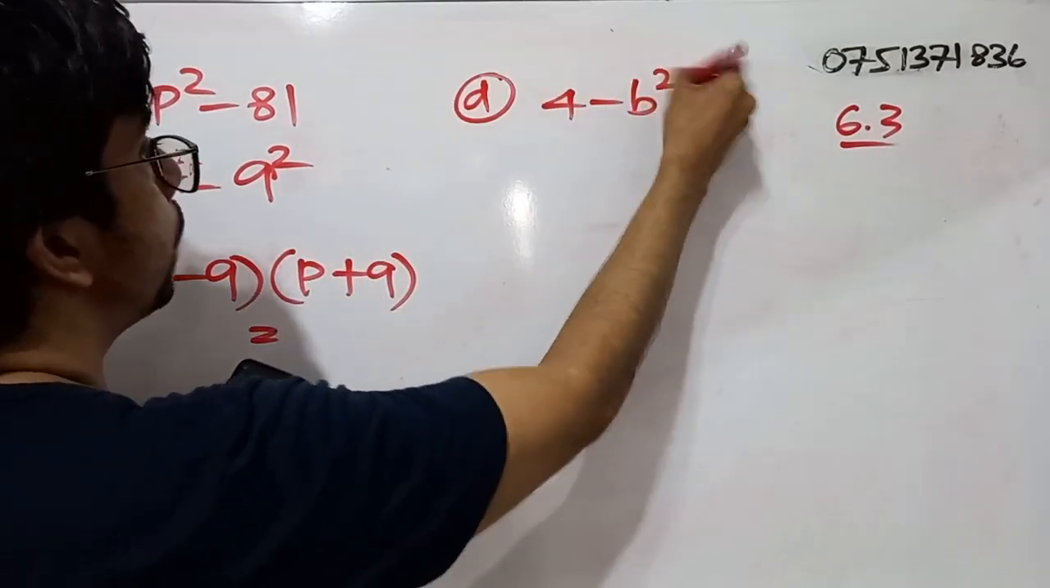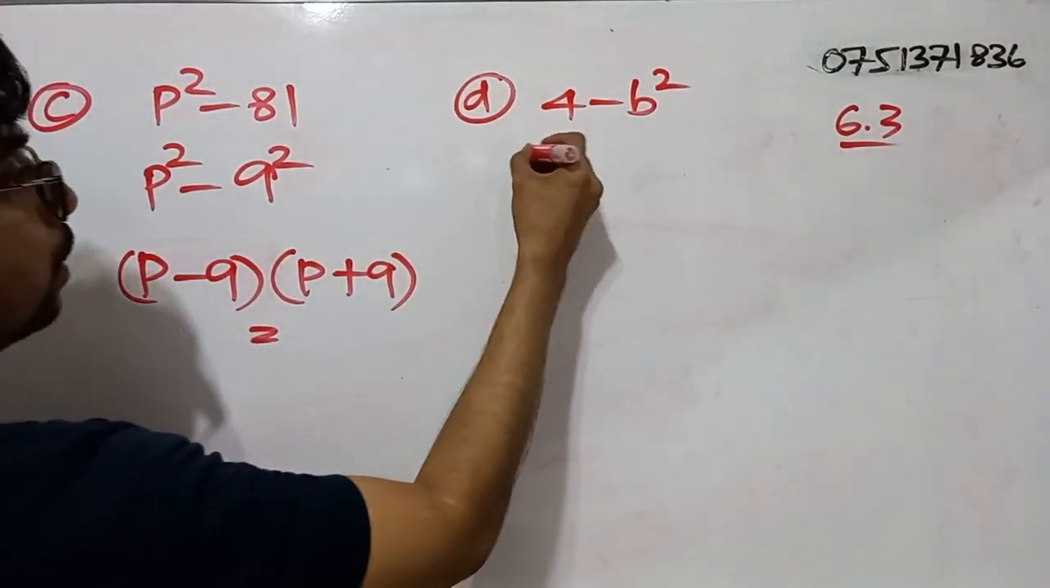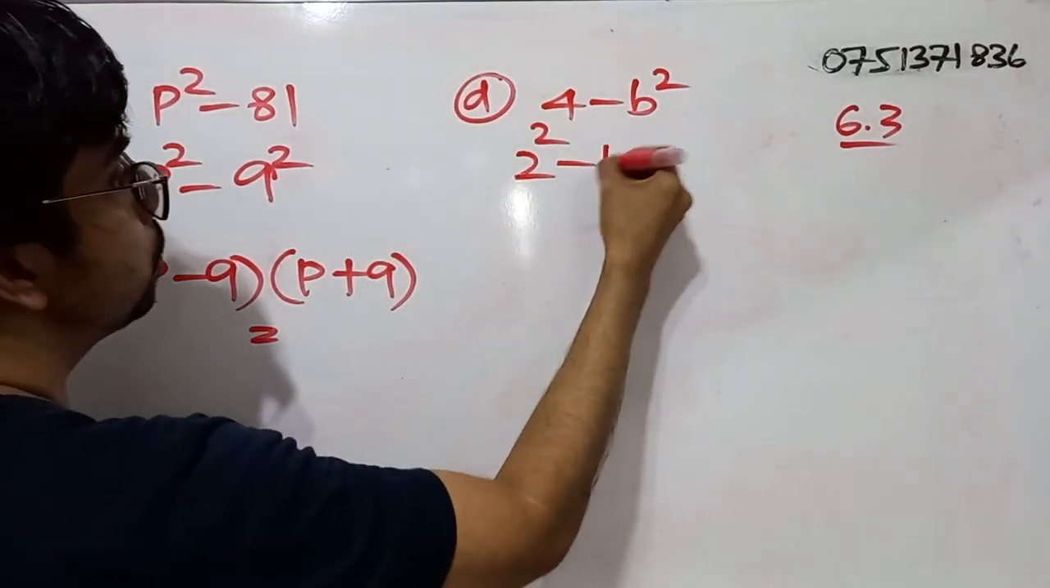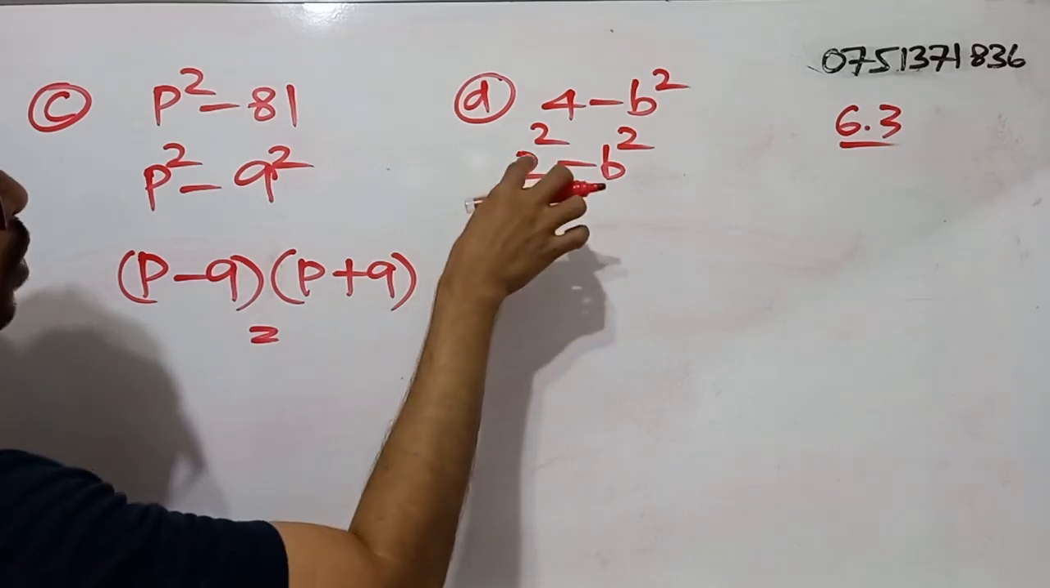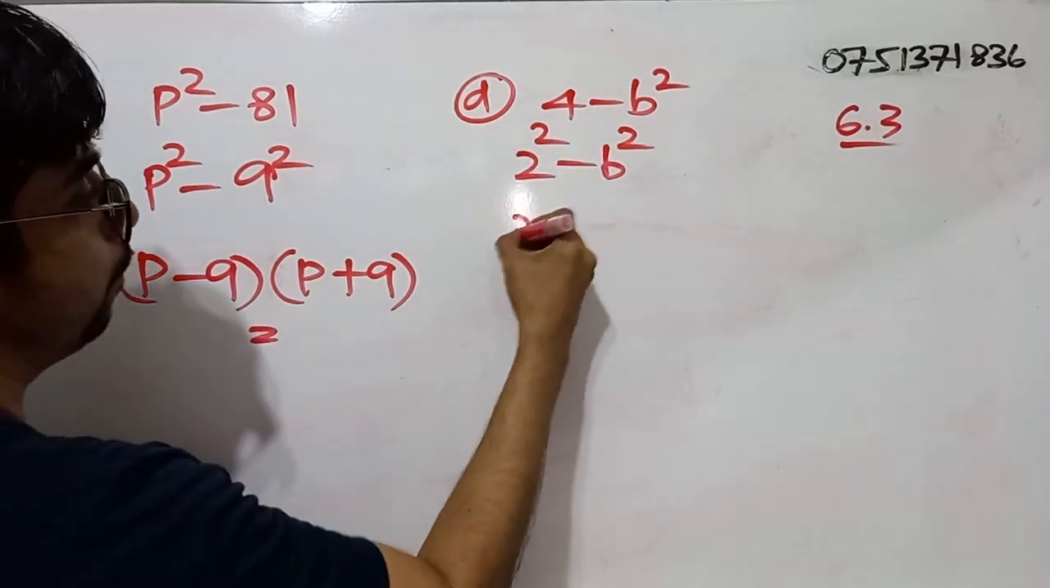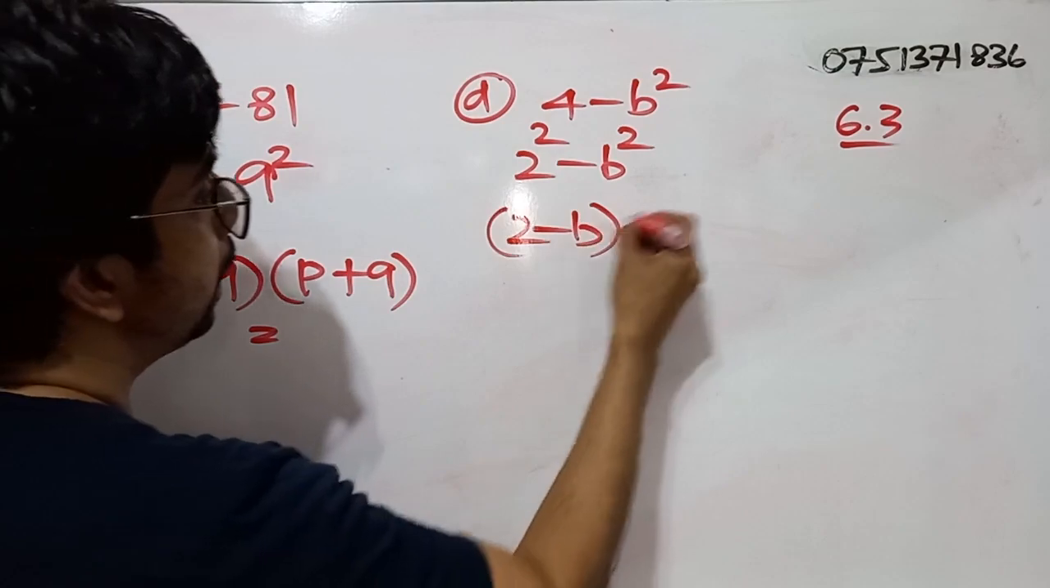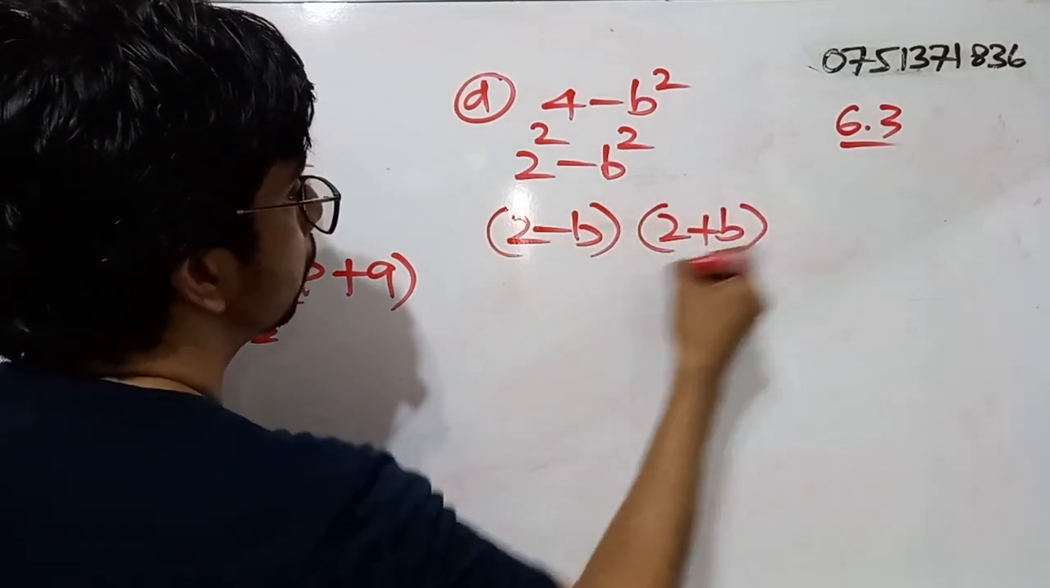4 minus B squared. 4 means what? 2 to the power 2 minus B squared. 2 to the power 2, or 2 squared. So we can rewrite this as what? 2 minus B and 2 plus B.